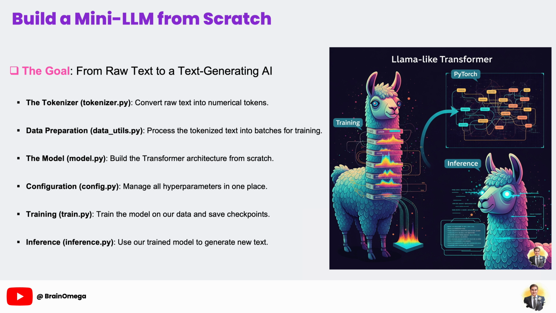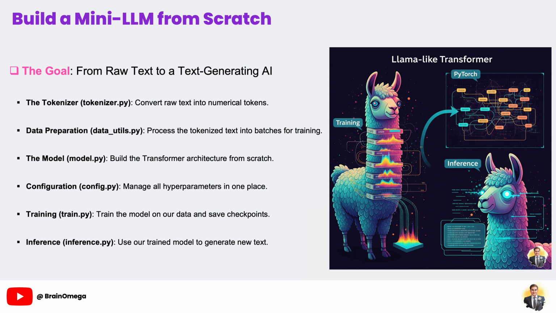Next up is data preparation. Once we have our dictionary, we need to read our book, our text dataset, and convert the whole thing into a format the model can train on. We'll also create a system to feed it data in small, manageable batches.